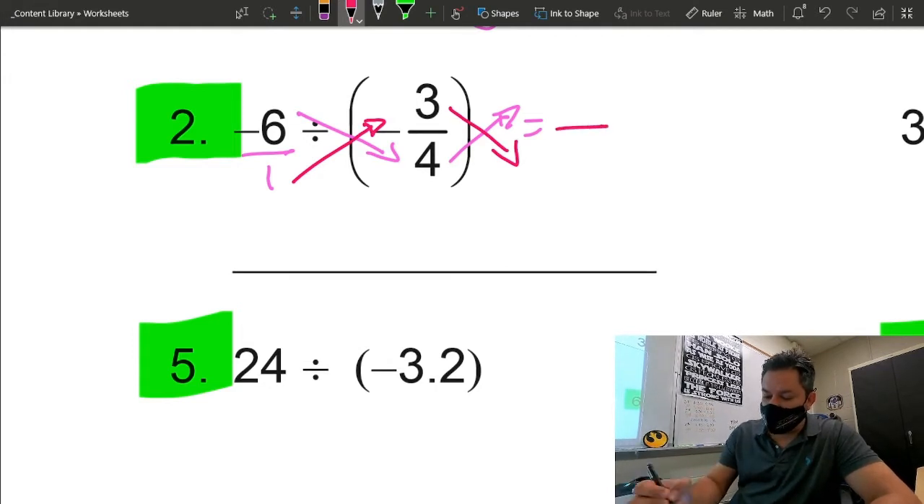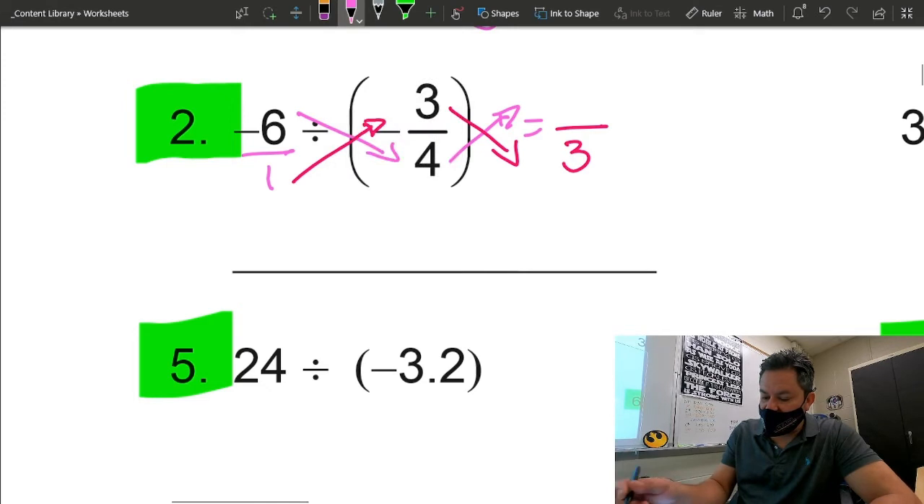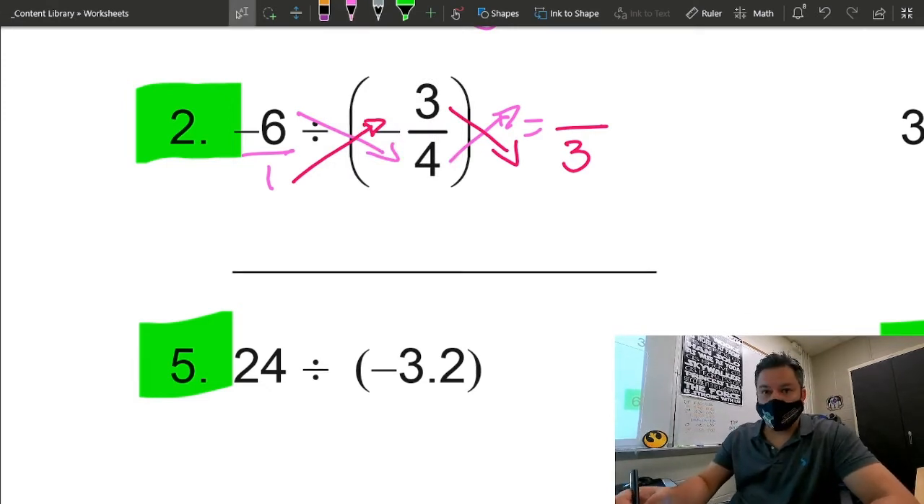So my answer, since I already have the orange, I'm going to do 1 times 3 is 3. Put it at the bottom. And the pink one is 6 times 4, which is how much? 6 times 4 is 24.